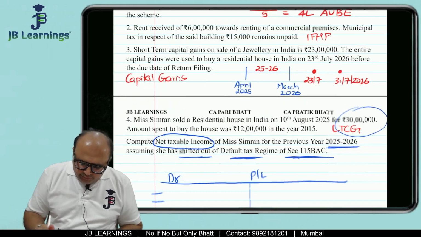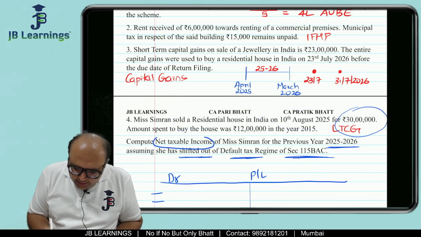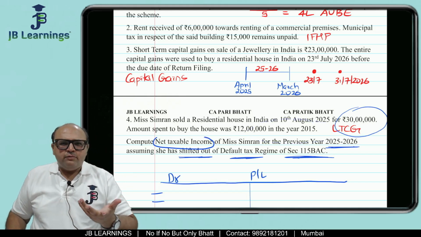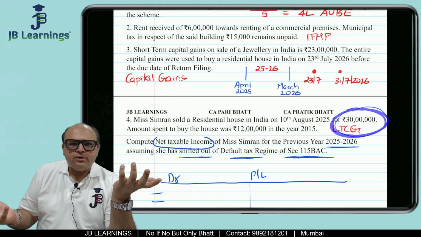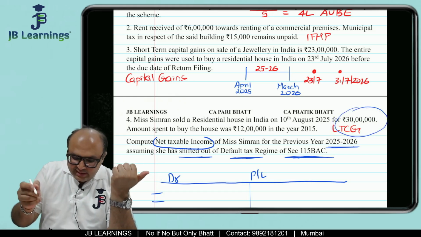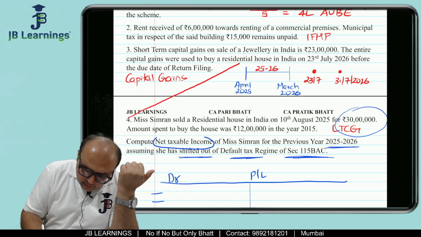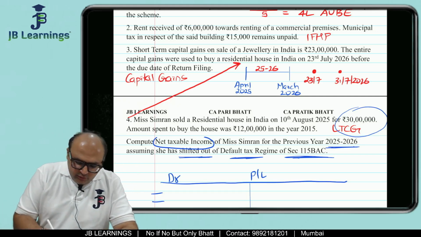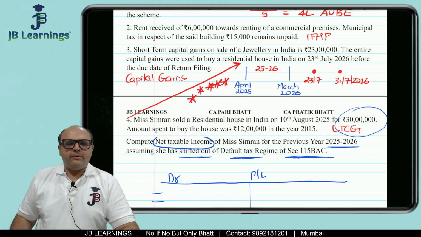See, Miss Simran sold a residential house on 10th of August for 30 lakhs. And amount spent is given in the question, right? So there would be some students who would be confused. Sir, how can you claim 54? There is no another house. Friends, see the information which is given in point number 3 is very, very, very crucial over here.